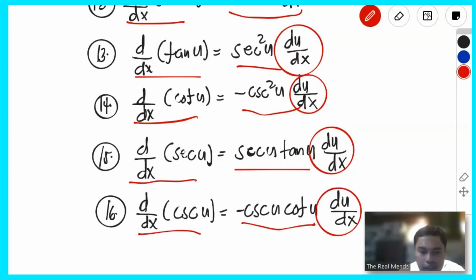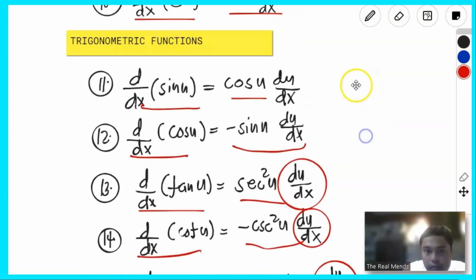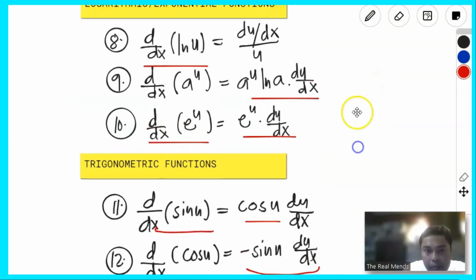So those are the basic formulas, and we need to understand the concepts behind them. Presented to you are the formulas, and we have examples in order to understand these basic formulas.